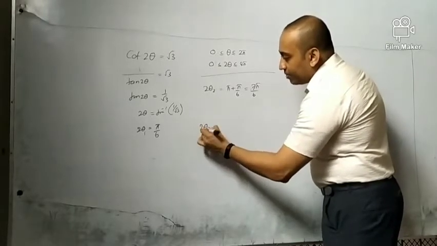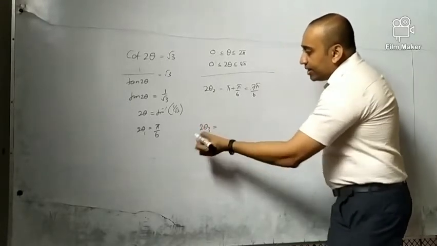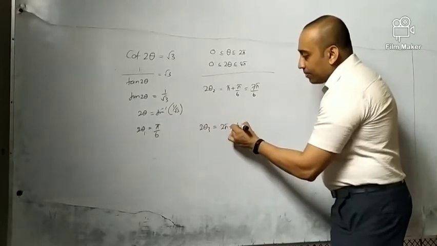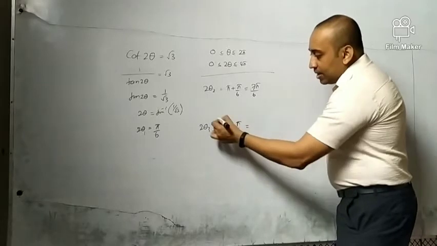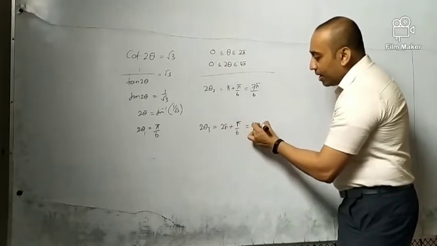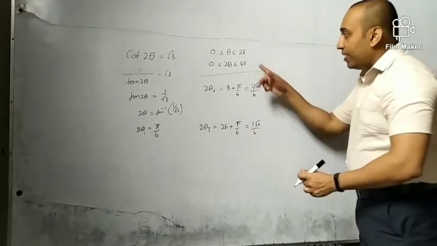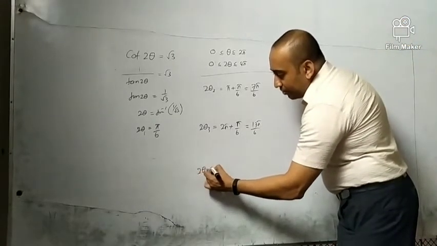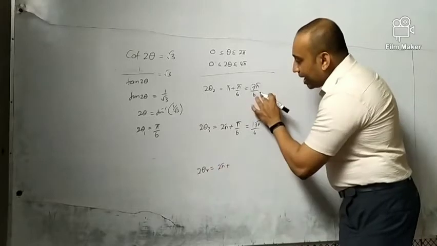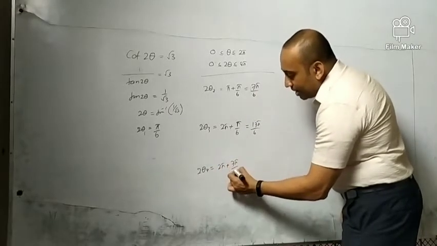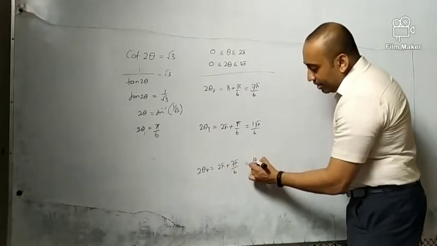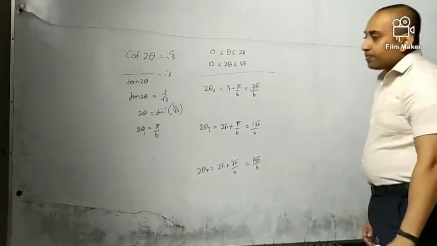Then 2 theta 3. Keep some space to simplify. 2 theta 3 is 2 pi plus the first angle, pi by 6. That is 13 pi by 6. Still we cannot go further. Right. So keep some space. 2 theta 4 equals 2 pi plus the second angle, 7 pi by 6. That is 19 pi by 6.